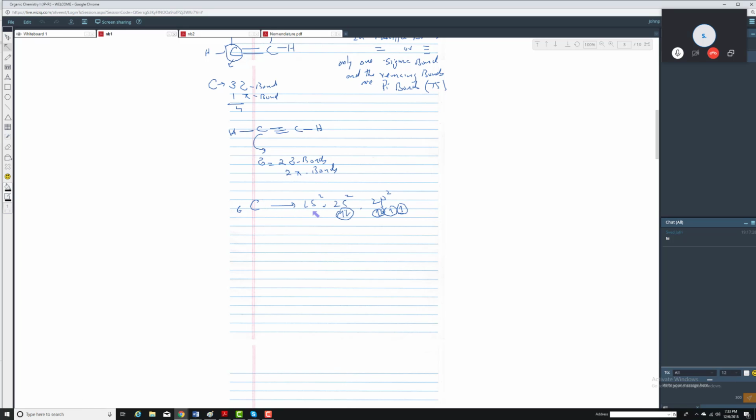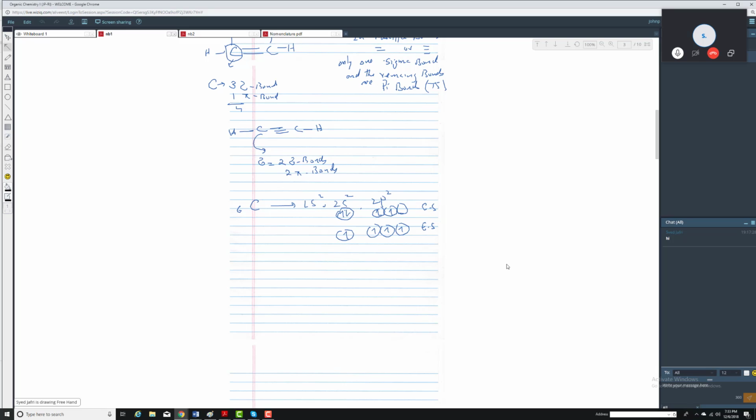Zero pi bonds. No, atomic. Sorry, I made a mistake. Two unpaired electrons. This is the ground state. In the excited state, I told you one electron moves from here, and now we are making bonds.